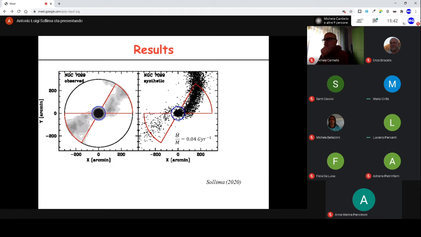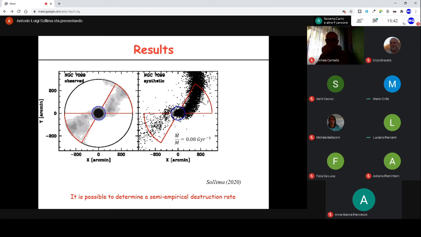And if you perform many simulations, assuming different mass loss rates, you can find the value which best matches this ratio. This provides a semi-empirical destruction rate, which is the only way you can derive an empirical measure of this quantity, because the only way to estimate the destruction rates otherwise is theoretical.